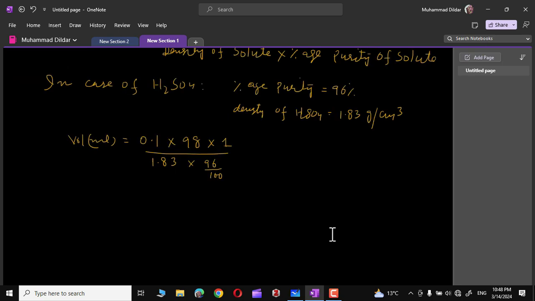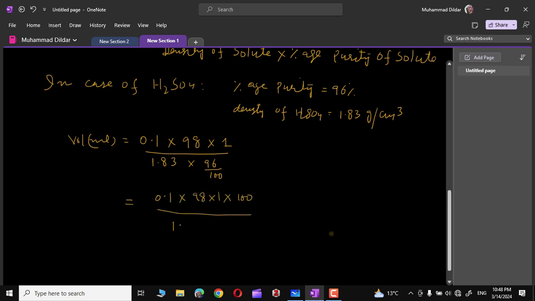So this 100 would go up into the numerator. So again, we would write 0.1, 98, divided by 1.83 into 96. Now simply multiply these terms in the numerator and in the denominator, then divide it. Then you would get the volume of H2SO4 that needs to be taken out of the bottle and placed into a volumetric flask to prepare 0.1 molar solution. Let me do these calculations quickly.